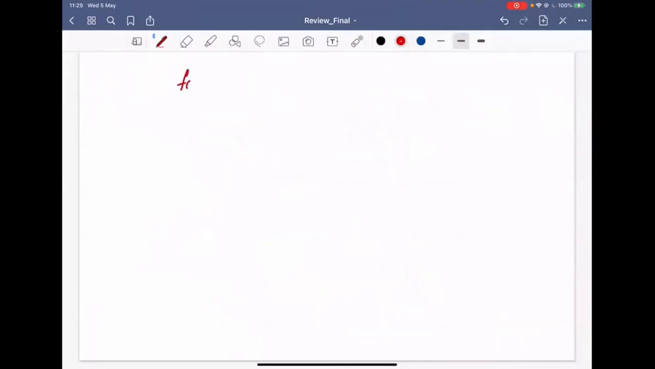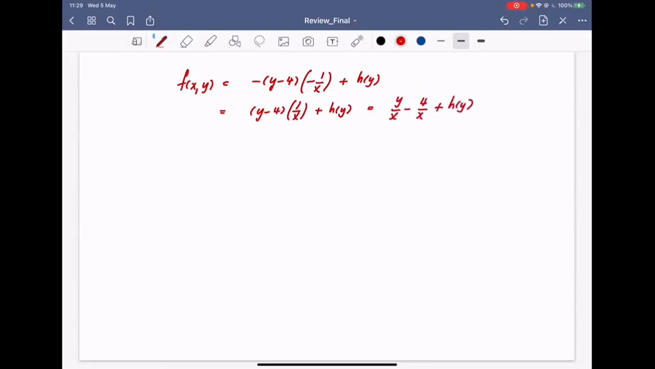On the previous step, we have f(x,y) equal to negative (y minus 4) times negative 1 over x plus some constant. If you want it to be more clean, I can say this is just (y minus 4) times 1 over x plus h(y), right? And then this is y over x minus 4 over x plus some constant. All right, after I simplify, I get that.